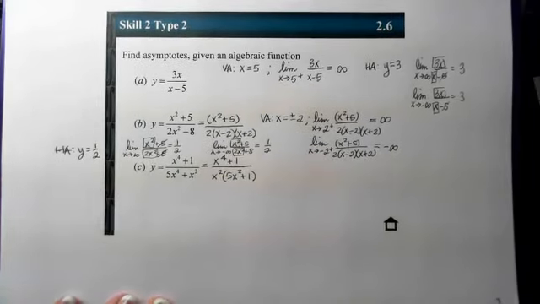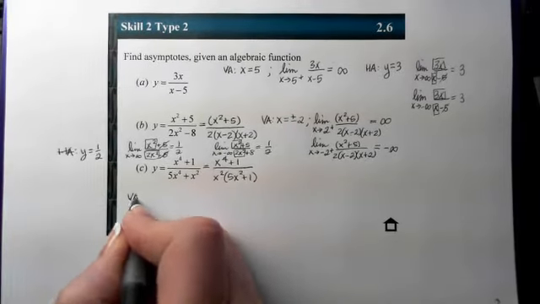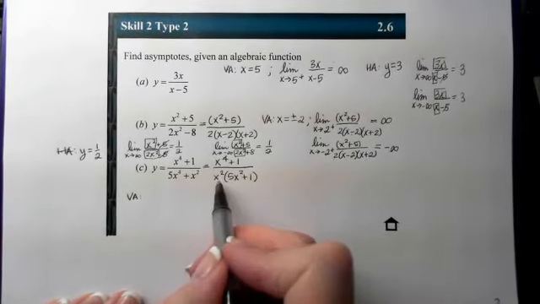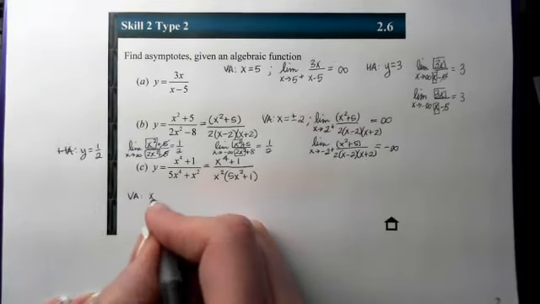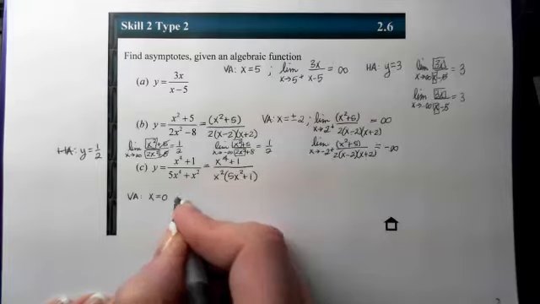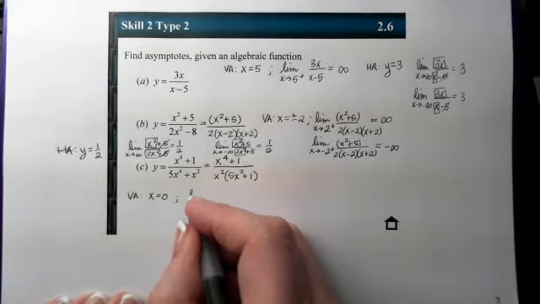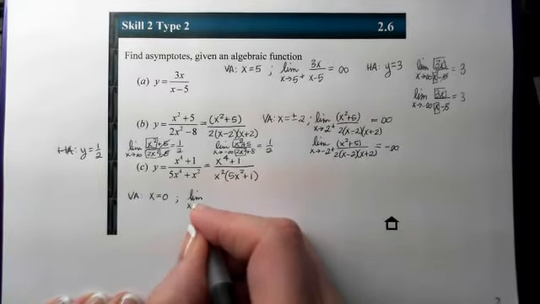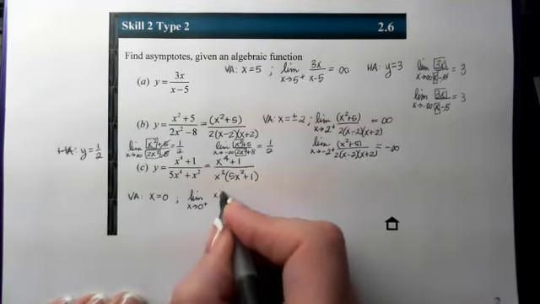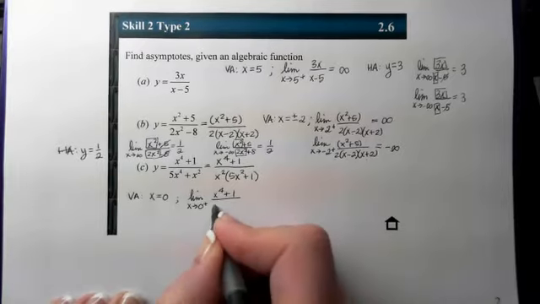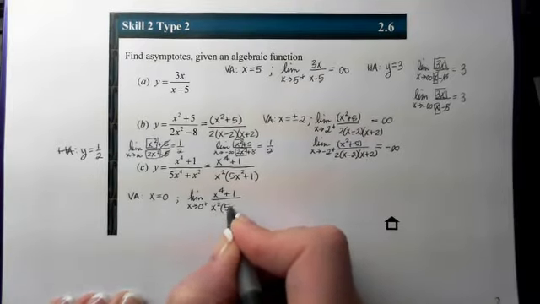Part C, again, my vertical asymptotes. I'm looking for values of x that create zeros in the bottom that are not zeros on the top. And there's only one at x equals 0. We can verify or justify that 0 is an asymptote by traveling toward it from the right-hand side and seeing what happens with the outputs of the function.